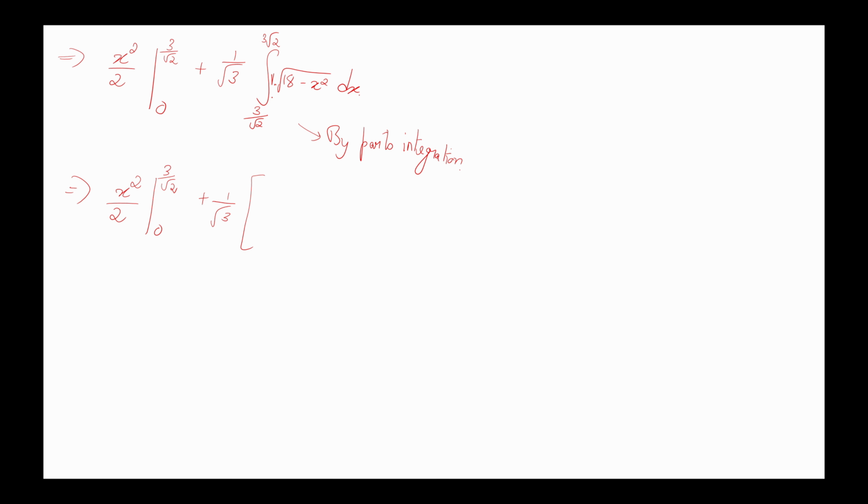You must also remember that this was a standard form, root under a square minus x square, which you must remember. So upon writing down, this becomes x by 2 root under 18 minus x square plus 9 times sine inverse x by 3 root 2. I hope you all can perform the by parts integration, or look at our previous lectures in indefinite integration which we had done, and the limits are from 3 by root 2 to 3 root 2.